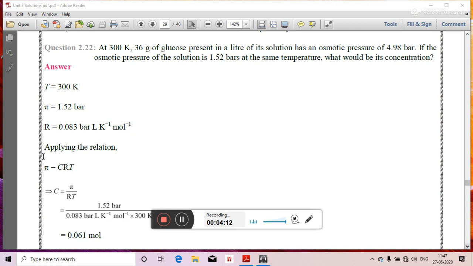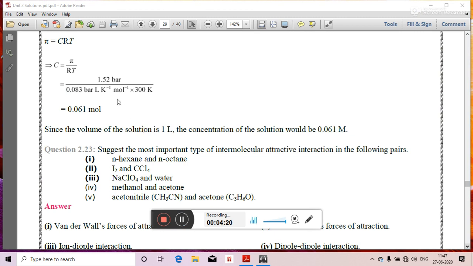So applying the relation pi is equal to CRT. So here C will be equal to pi upon RT. So when we put the value of pi, 1.52 upon 0.083 into 300, then we will get concentration as 0.061 mole. So here we will see that as volume of solution is 1 liter, so whatever number of moles is there, same is the molarity. So here molarity is also 0.061 molar.